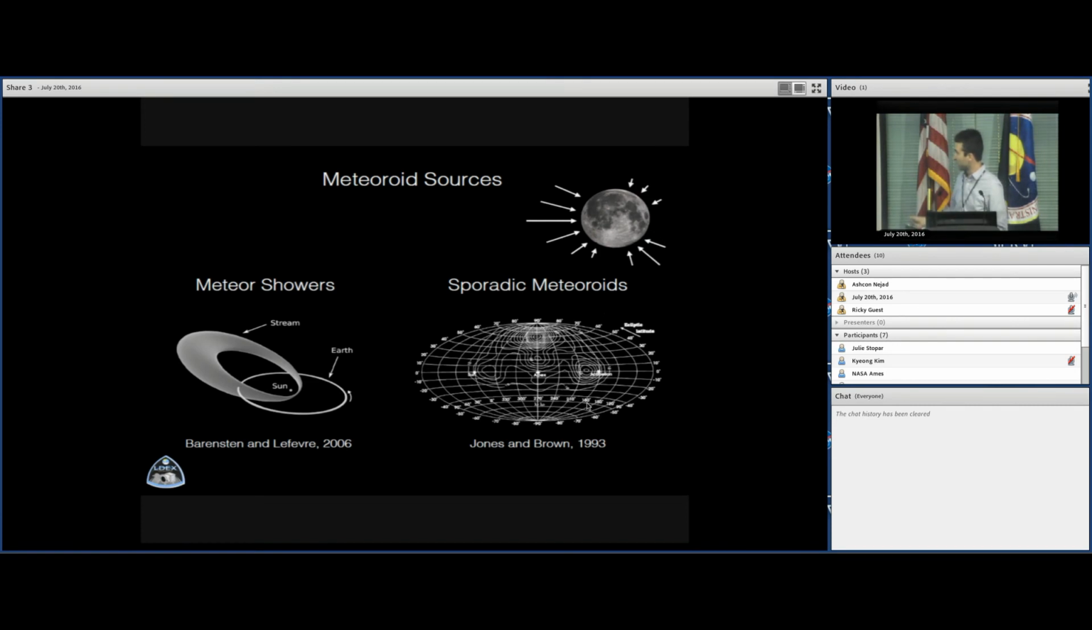Now, some of these particles are ejected a little more violently, or they're a little older, they've had more time to evolve, and they lose memory of their parents. And they form these sporadic meteoroids. If you see a shooting star on a random day, it's probably a sporadic. But they're not completely isotropic. They actually also come from certain directions. So in the ecliptic plane, we see groupings coming from the sun, coming from away from the sun, the antihelion, and coming from the apex direction, the direction we're traveling with respect to the sun as we orbit.